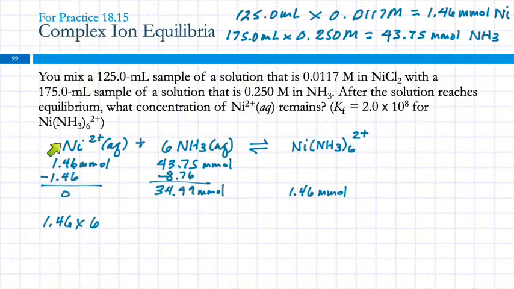So the nickel is the limiting reactant. All of the nickel is going to react. I can calculate how much of the ammonia is going to react with it, 6 times as many millimoles. I can figure out how much ammonia is left over. 1.46 millimoles of nickel is going to get me 1.46 millimoles of the complex ion.